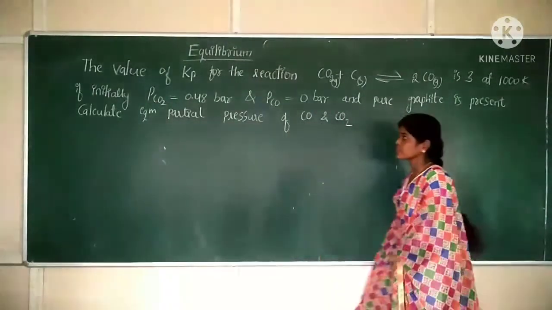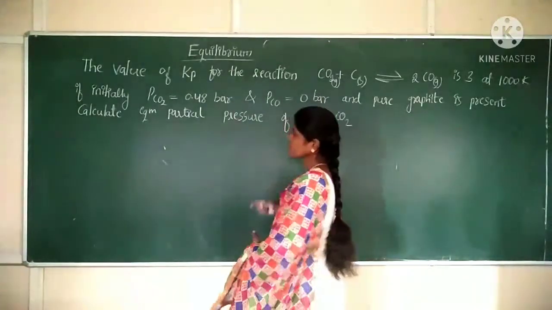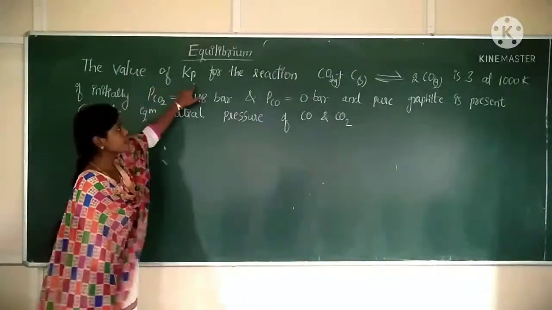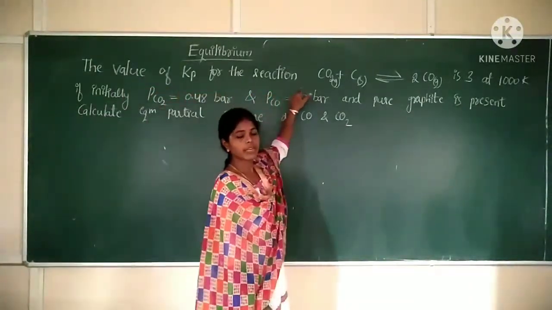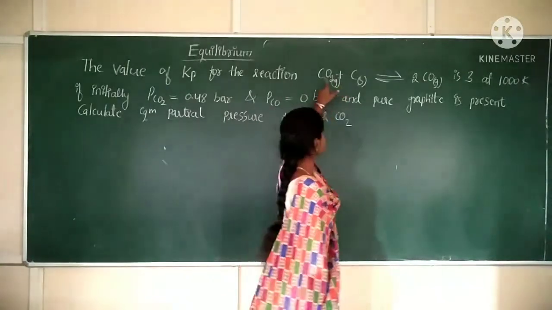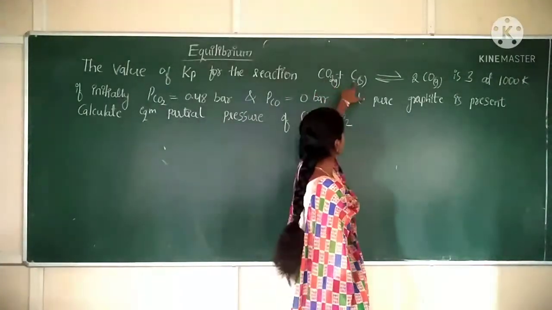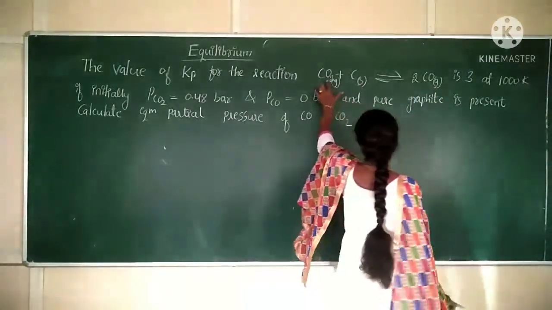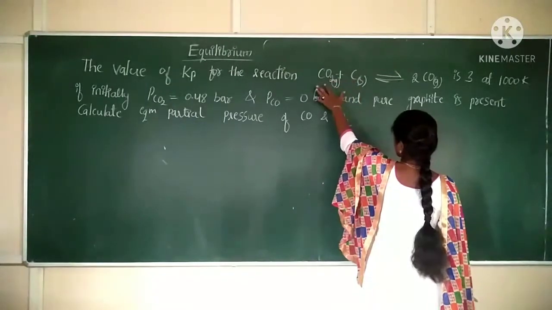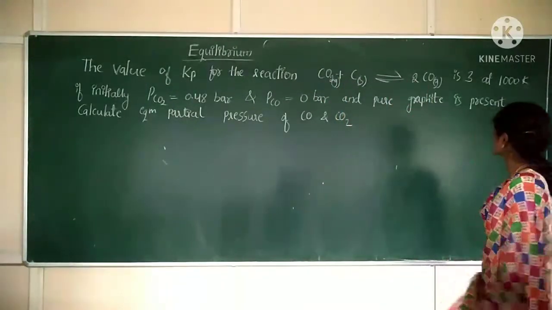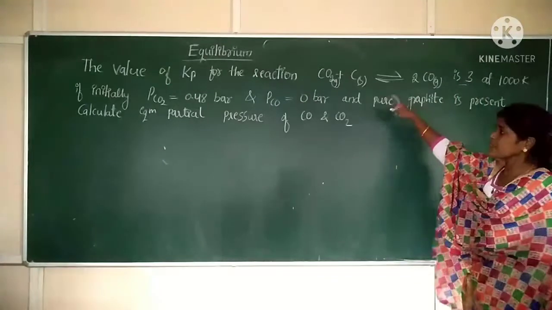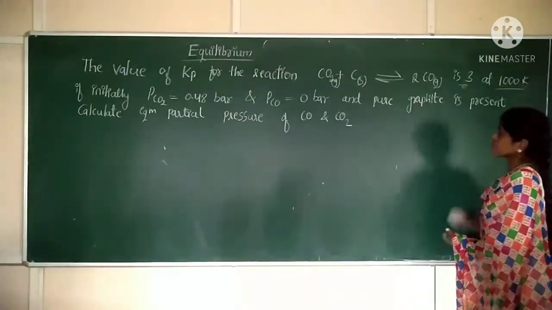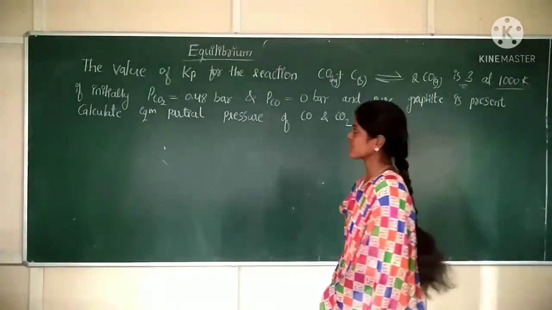Okay, so this is the next problem. Read the problem. The Kp value is given for the reaction: CO2 in gaseous state, carbon in solid state, reacting to form CO, again in gaseous state. The Kp for this reaction is 3. Kp value is 3 at a temperature of 1000 Kelvin.